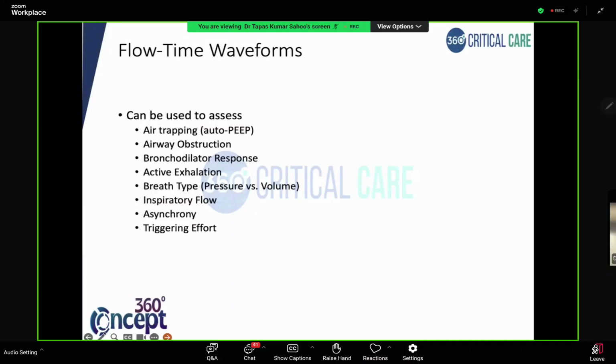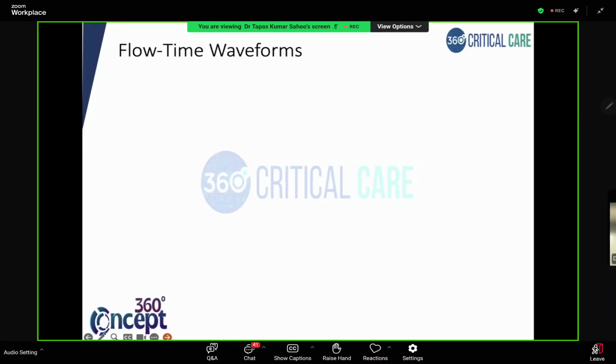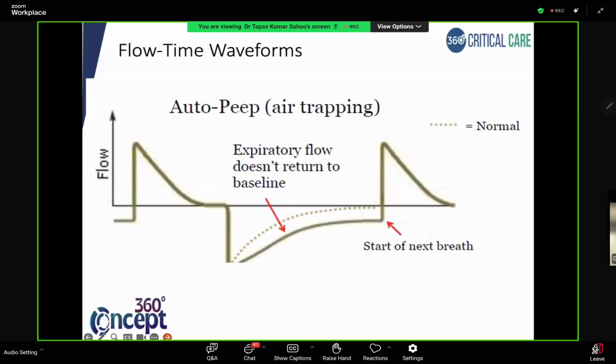Active exhalation, breath type, whether it is pressure or volume generated — I have already told you how you will differentiate that. Then inspiratory flow, asynchrony, and triggering effort. Now there is certain troubleshooting that I will show you in the flow-time waveform.